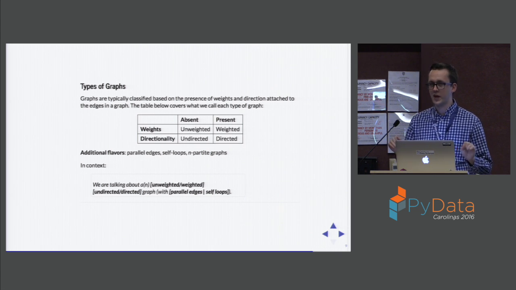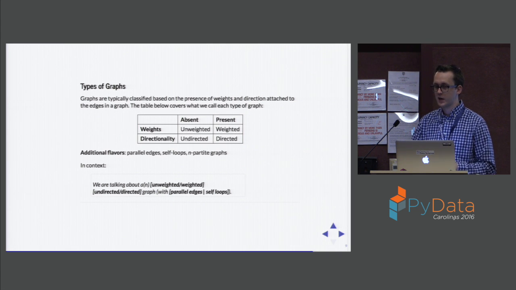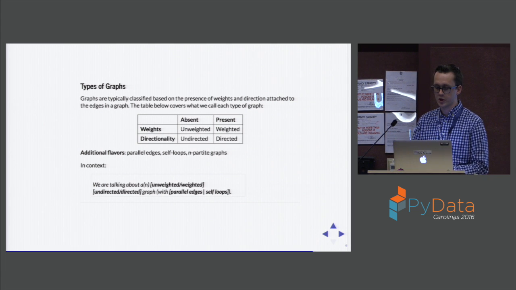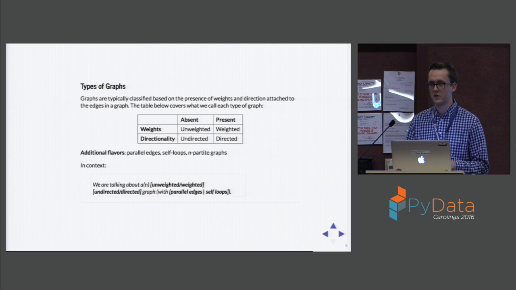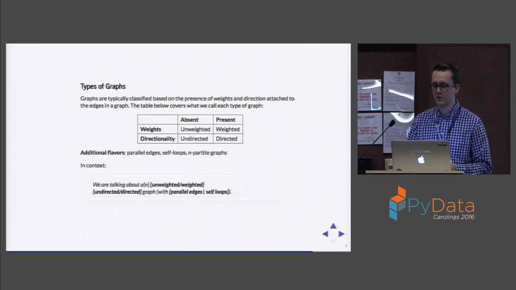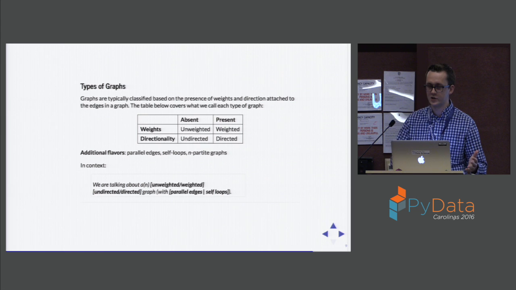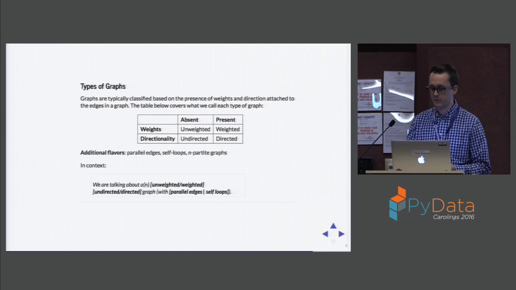There are some additional flavors you might see added on top of this. You can have parallel edges where the edges can be more than one type of relationship. You can have self-loops where nodes link to themselves. And you can have n-partite graphs, which means that you have two different types of nodes and you're trying to understand relationships among several different types of objects. So in context, we would say something like we're talking about an unweighted directed graph with parallel edges and self-loops, something like that.